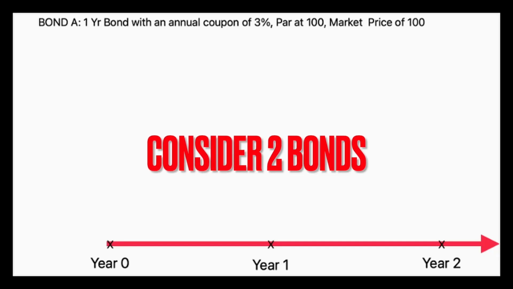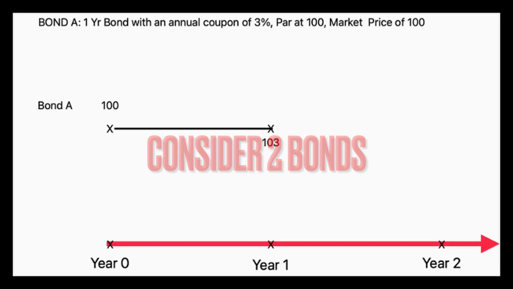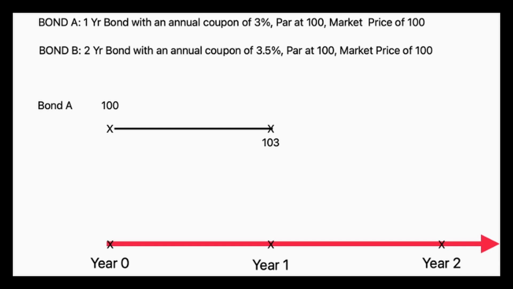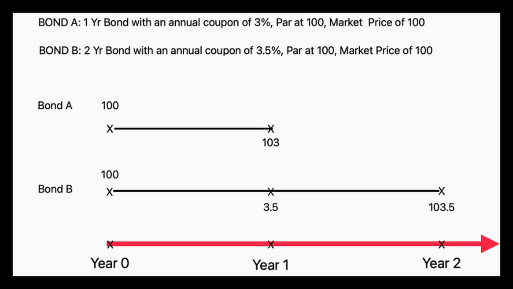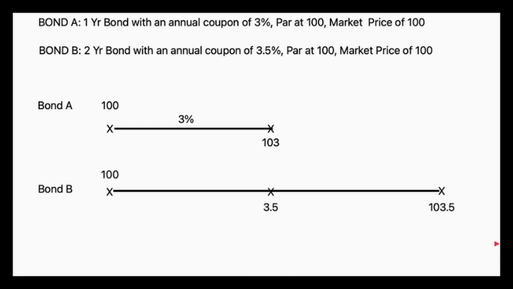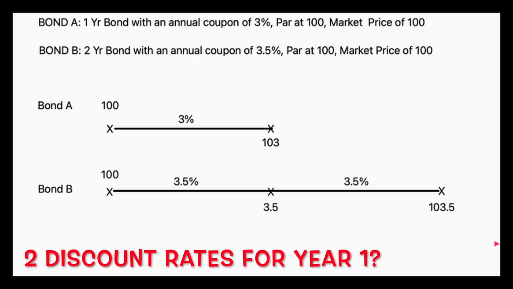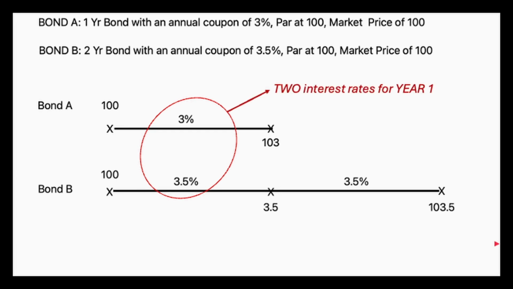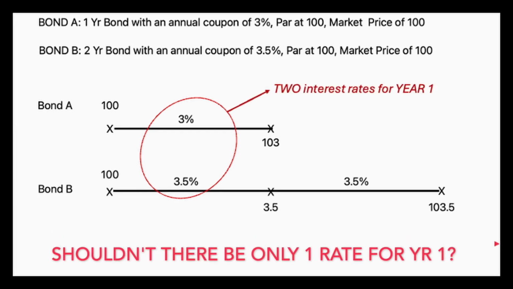Consider two bonds. Bond A, a one-year bond with an annual coupon of 3%, issued at par. Bond B, a two-year bond with an annual coupon of 3.5%, issued also at par. This means that for the same period, year 1, there are actually two interest rates being applied for discounting two separate cash flows, one at 3% and the other at 3.5%. But shouldn't there be only one interest rate for discounting?